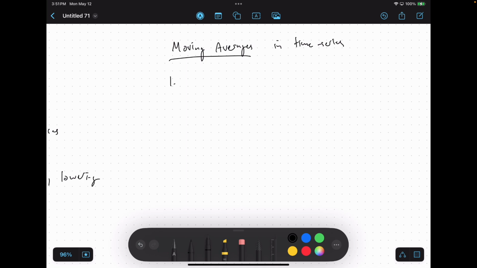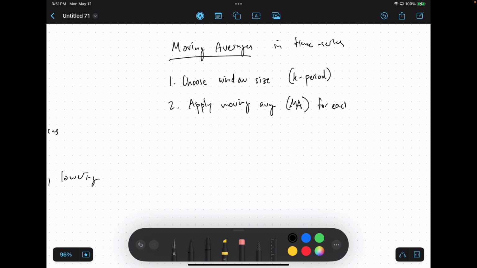So the rough algorithm for how this works is we choose a window size. So this is like our K period. Apply moving average, MA, for each variable. So this looks something like this.